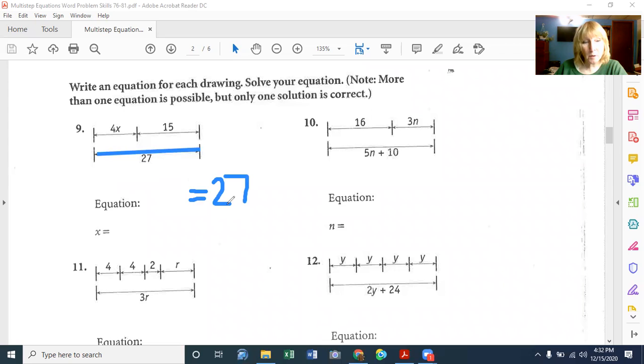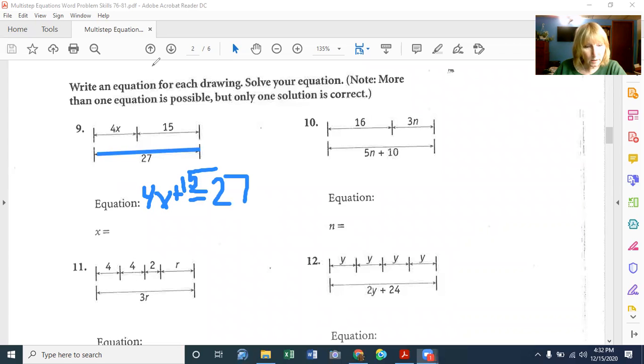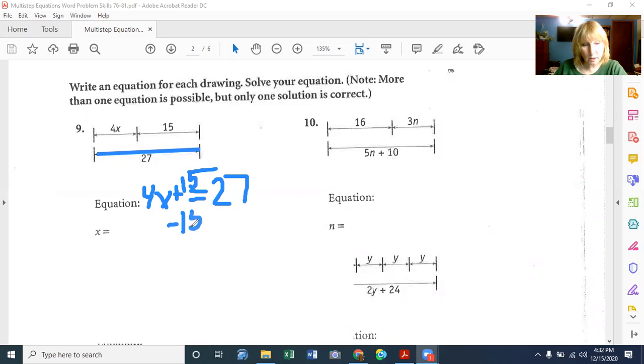And above me, I've got my line split into two halves. I've got a 4x plus a 15. I'm trying to squeeze that in there. 4x plus 15 equals 27. And then I would solve for x. So my first step would be to, let me put some white space again here. My first step would be to get rid of the 15 by moving it to the other side. So I'm going to subtract 15 because it's currently adding 15. I subtract the 15 from both sides.